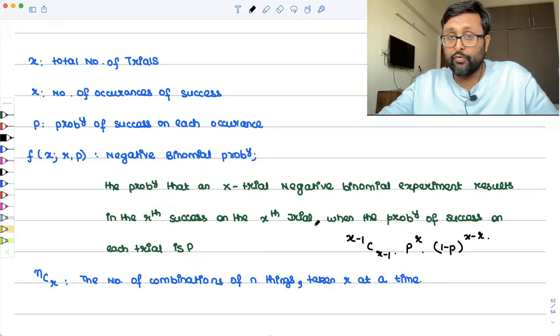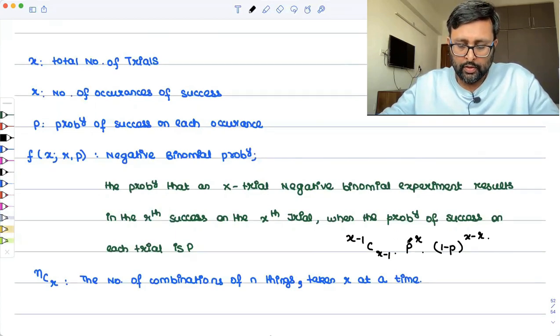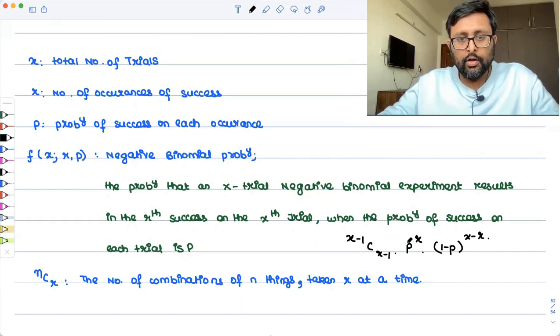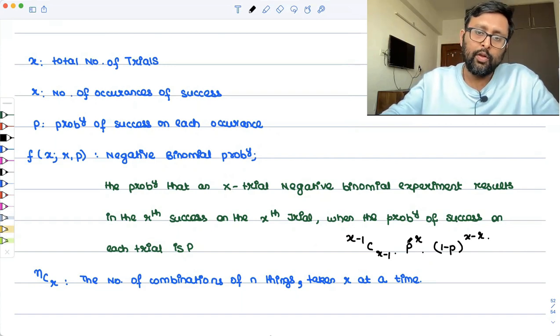So in our case, we don't know how many trials would be needed to get 5 heads. And the probability of success is P. So in our case, P is equal to half. That is the question. So let's look at one simple example.